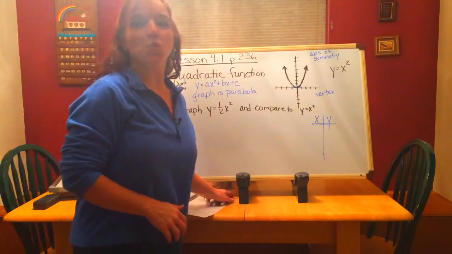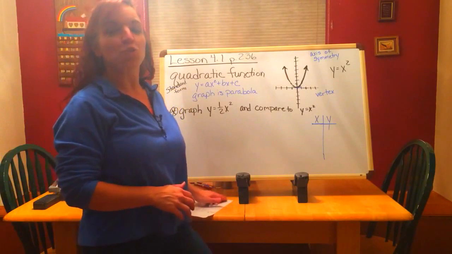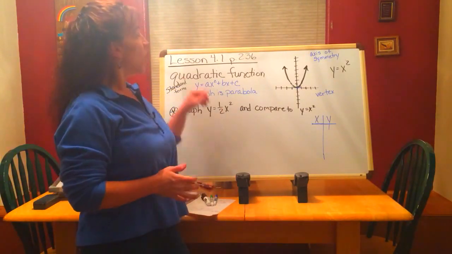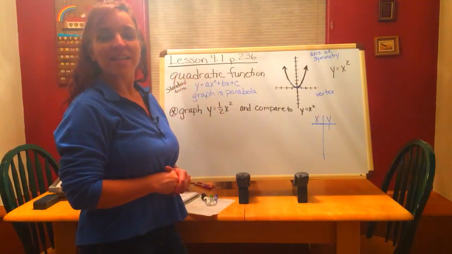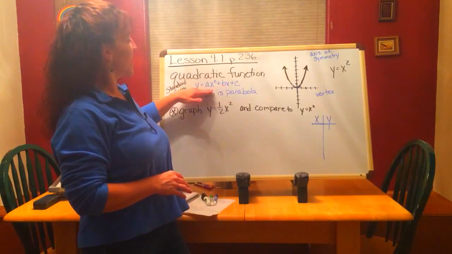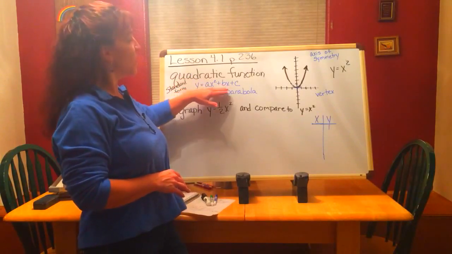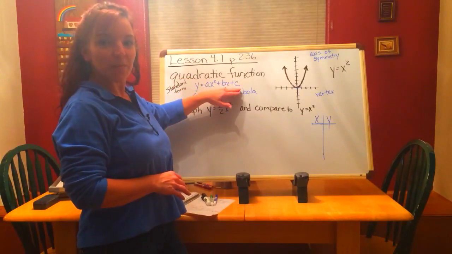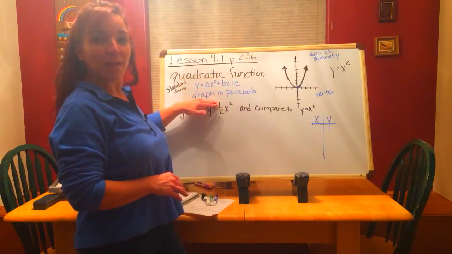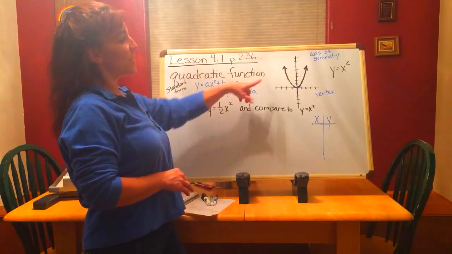Chapter 4 begins with quadratic functions and graphing quadratic functions, specifically those in standard form. A quadratic function is anything that has an x squared term in it, and the standard form simply looks like this: y equals ax squared plus bx plus c. If you graph that equation, the graph will be a parabola, and a parabola is this U shape that I have here.